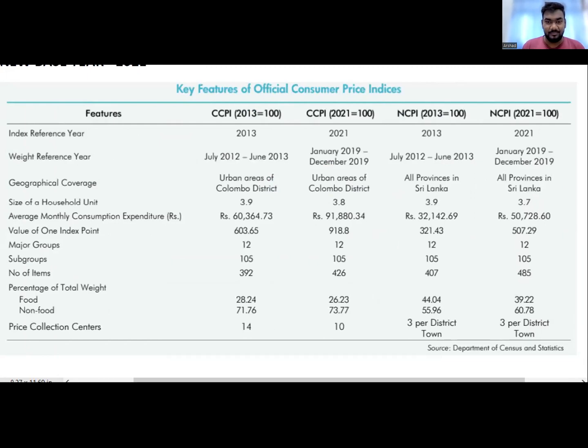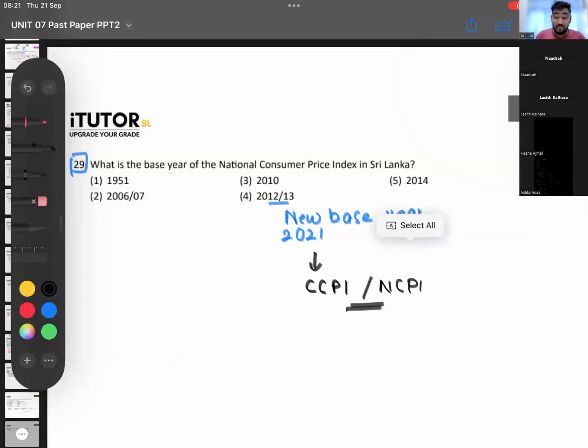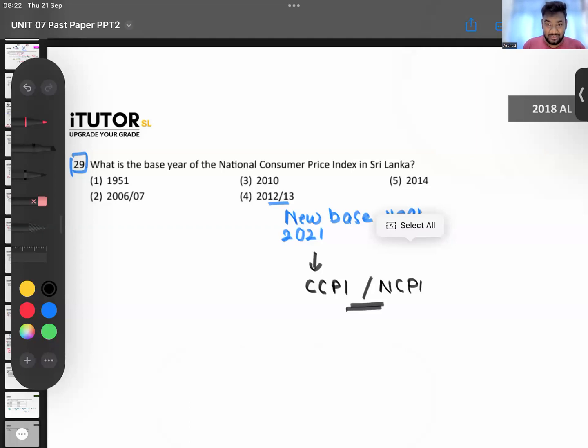Okay, right. So we'll go back to the topic. Where were we? It's there in the Central Bank report. Okay, right. So the new base year, like I said before, is what? The new base year is 2021.